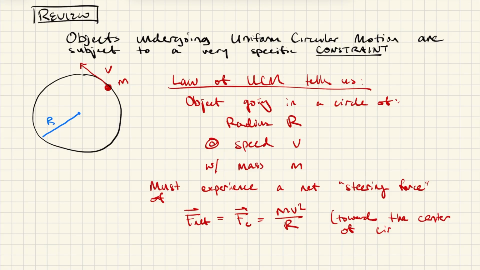Whatever the forces at play here are, if we add them all up, in order for this object to be going in this particular circle at this particular speed, we need to have a total net force of mv squared over r pointed exactly towards the center. Otherwise, this object is not actually going in this circle.